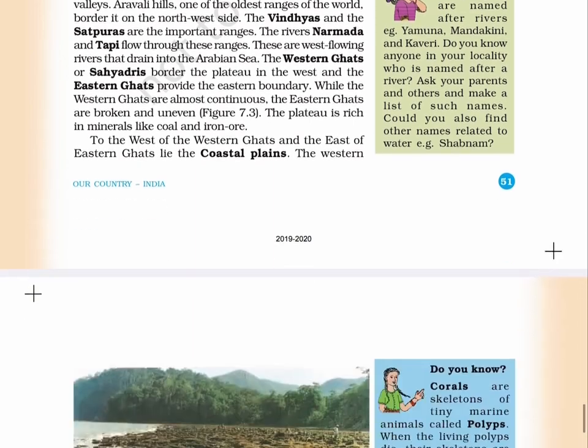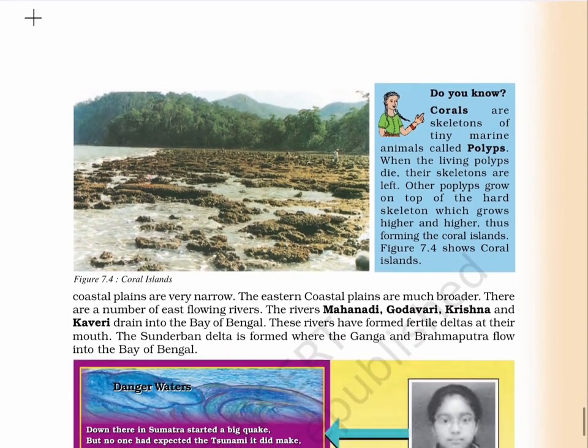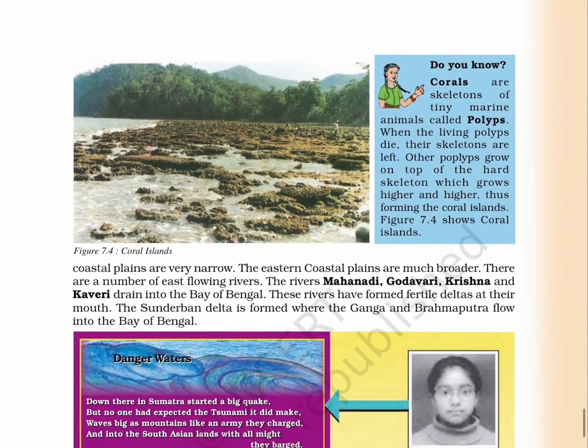Page number 52. The western coastal plains are very narrow. The eastern coastal plains are much broader. There are a number of east-flowing rivers. The rivers Mahanadi, Godavari, Krishna and Kaveri drain into the Bay of Bengal. These rivers have formed fertile deltas at their mouth. The Sundarban Delta is formed where the Ganga and Brahmaputra flow into the Bay of Bengal.